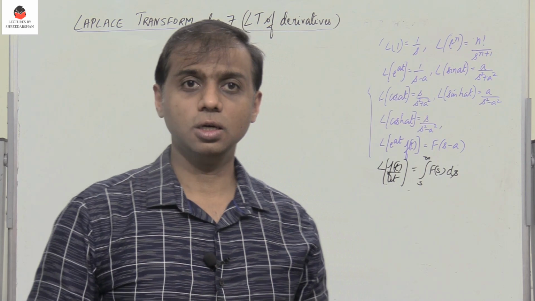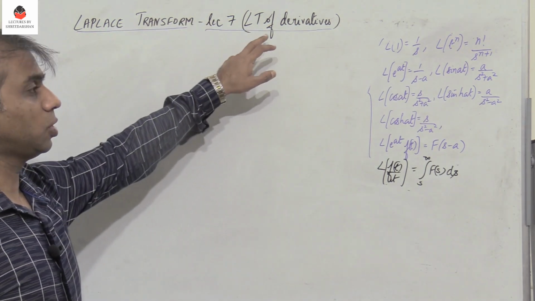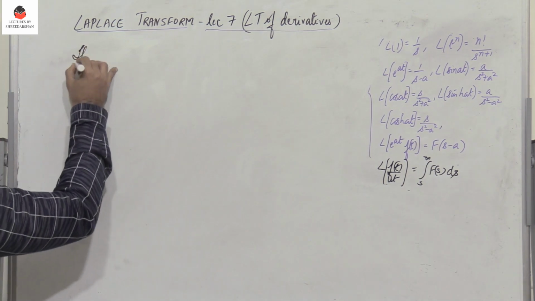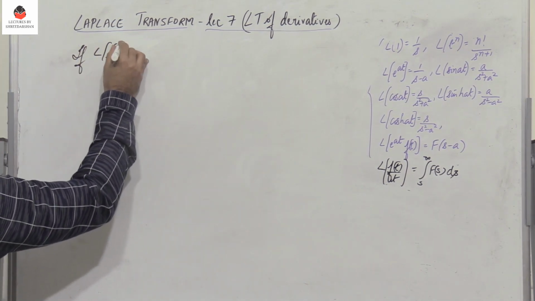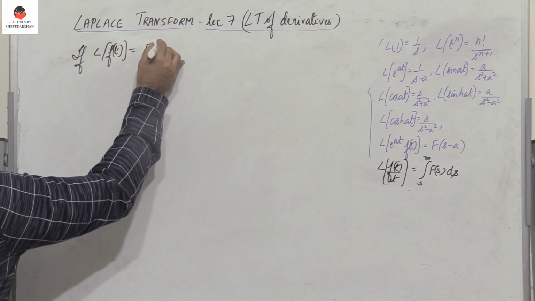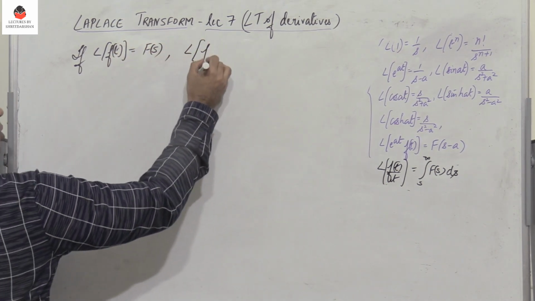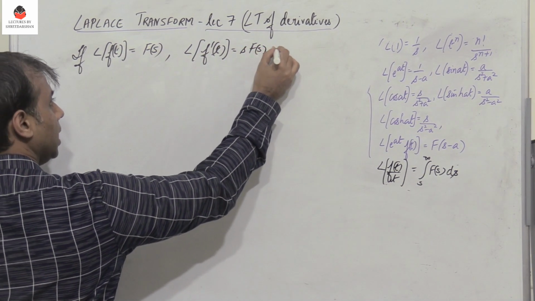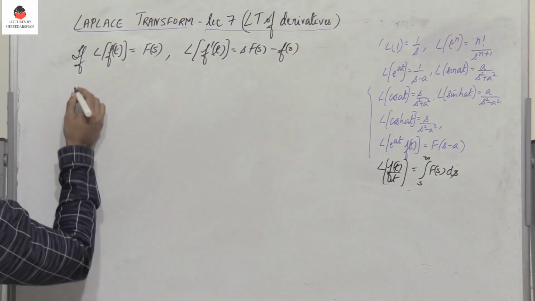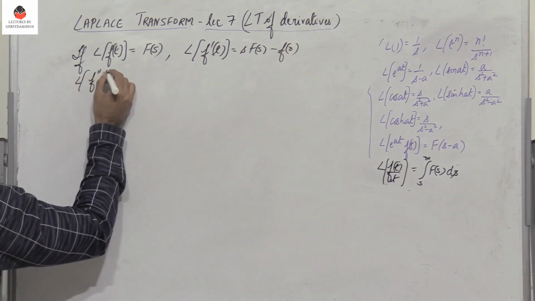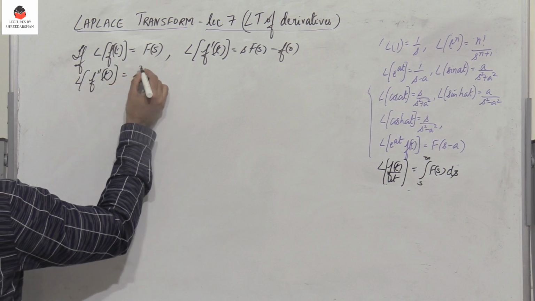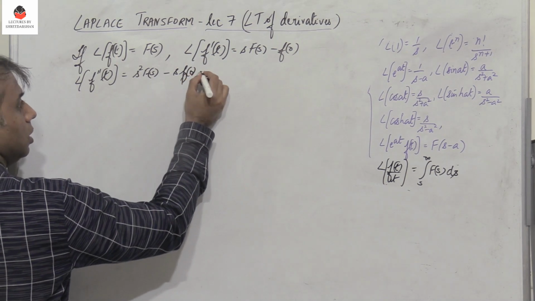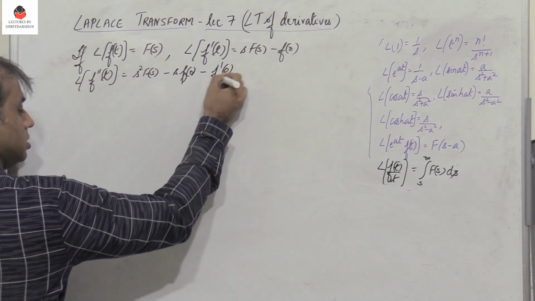Here in this lecture we shall deal with Laplace transform of derivatives. Let me consider the Laplace transform of the given function f of t, which is equal to F of s. Then the Laplace transform of f dash of t is equal to s F of s minus f of 0. Similarly, what is the Laplace transform of f double dash of t? It's going to be s square F of s minus s f of 0 minus f dash 0.